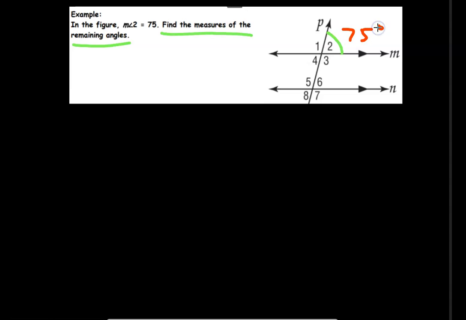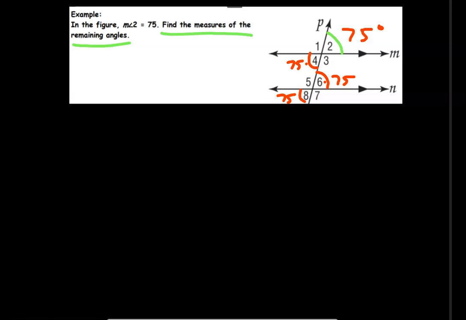Now what we know is, if angle 2 is 75, angle 4 is 75, because they are vertical angles. And also we know angle 6 has to be 75, because these two are alternate interior angles. If that's 75, angle 8 is 75 because 6 and 8 are vertical angles. So that's all the ones at 75.